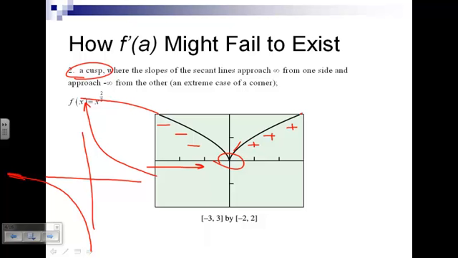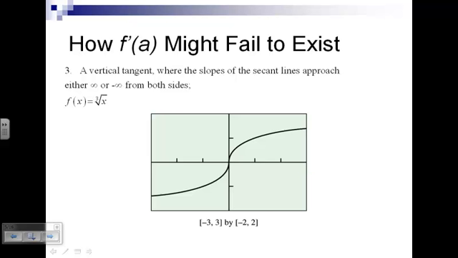So again, the idea is this is my f, this is my f prime. And it's clear to see that the value of f prime as we approach 0 has two different limits. That limit doesn't exist. Therefore, the derivative doesn't exist at 0. So there's the second place where derivatives will fail to exist. Corners and cusps.